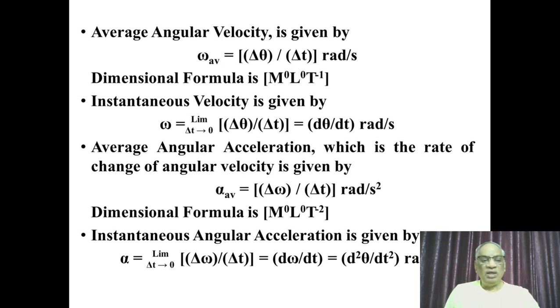Similarly, average angular acceleration, which is the rate of change of angular velocity, alpha average is equal to delta omega by delta t, radians per second square, and its dimensional formula is M0 L0 T to the power of minus 2, because second square is in the denominator. Then the instantaneous angular acceleration is given by alpha is equal to the limit as delta t tends to 0 of delta omega by delta t, that is d omega by dt. Since omega is already d theta by dt, this is d square theta by dt square, radians per second square, the instantaneous acceleration of the body at any time t.